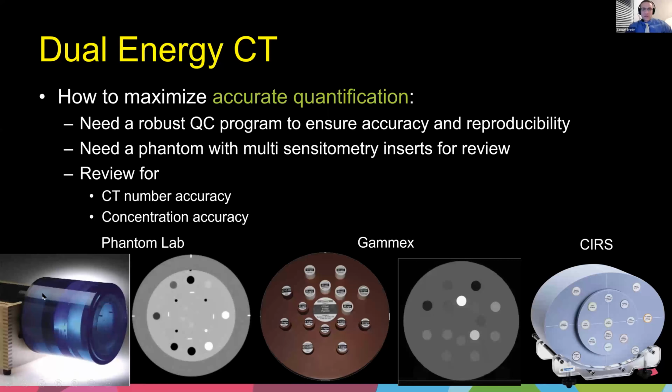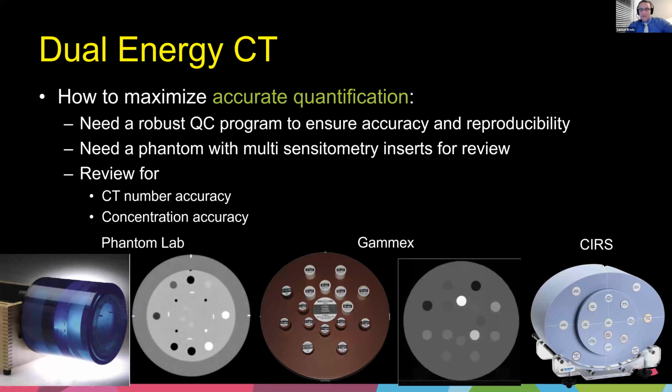So this Phantom Lab phantom you can buy has a cylindrical ring with a variety of different material types inserted in it. The Gammex phantom has the same thing. You can pull these out and change the configuration, which you cannot do with the Phantom Lab. You can even add your own. With the phantom that I have, I can put in water inserts, or I can get ones with a variety of different iodine or calcium inserts.